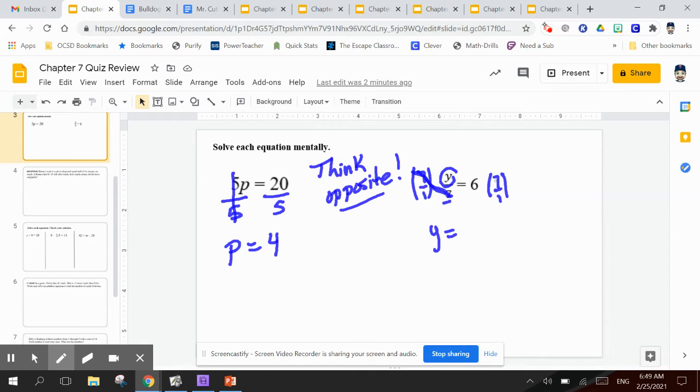6 times 7, well, 6 times 7 is 42. 1 times 1 is 1, so 42 over 1 is the same as 42.